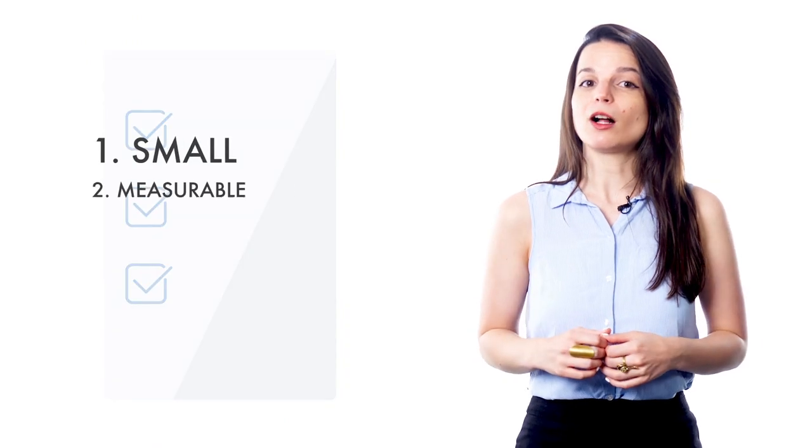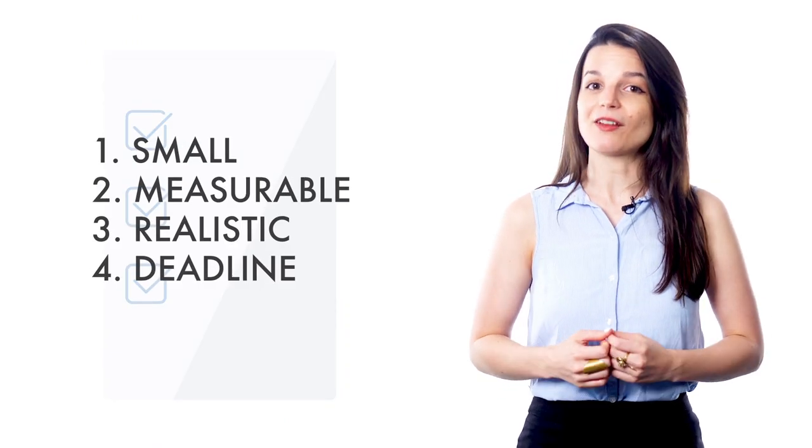Your goals need to be small, measurable, realistic, and have a deadline. Try making monthly goals instead of yearly goals. Saying, I want to be fluent one day, isn't helpful. Instead, make a goal like, be able to speak for 1 minute by the end of the month. A goal like this gives you a target, a skill to develop, and a deadline.